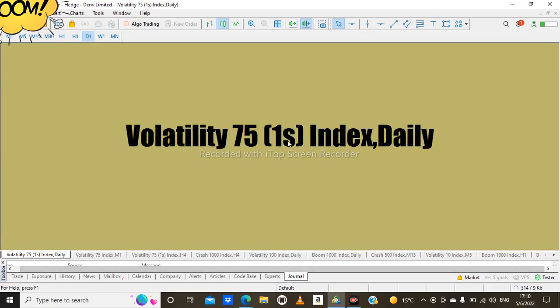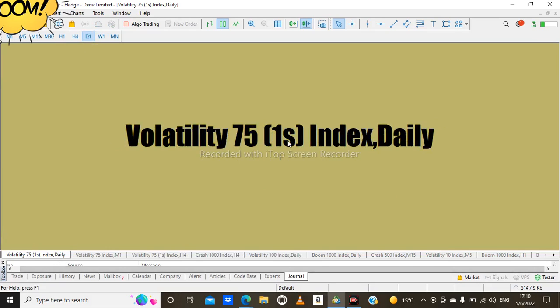Okay, Boom 1000, still respecting this range. I'm still going for Boom 1000 buy. This is bigger time frame. Let's see the smaller time frames. Let's see if price has been moving well on the smaller time frames. Okay, so Boom 1000 buy, 1, 2, to L3. Let's see if price is going to respect that.